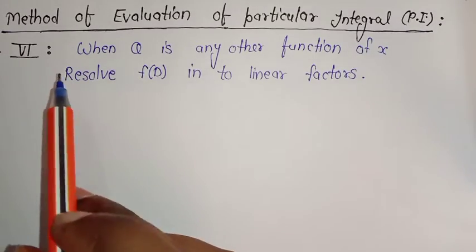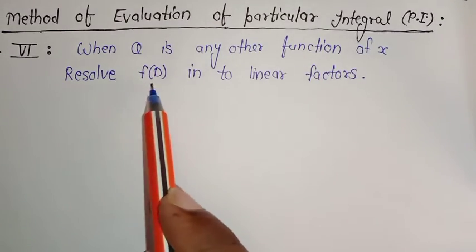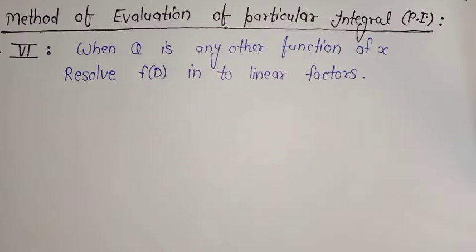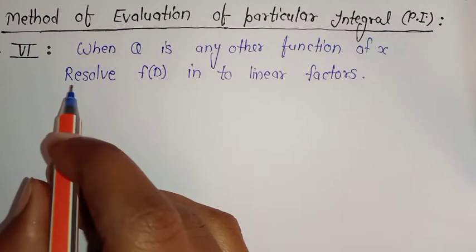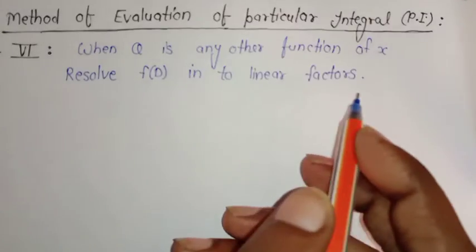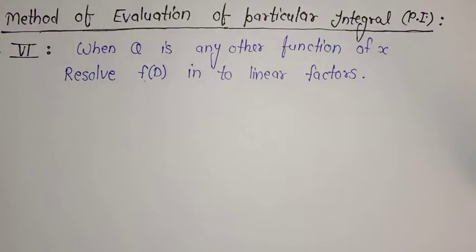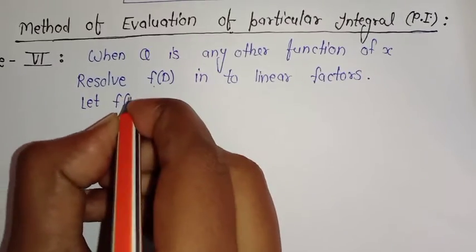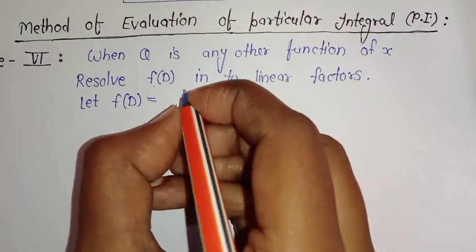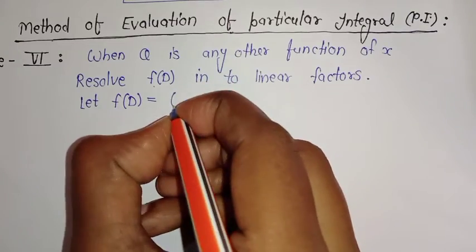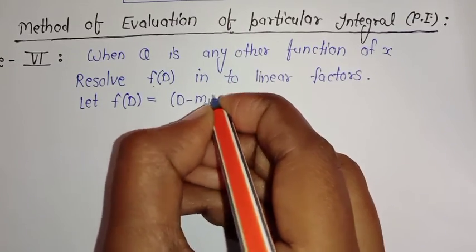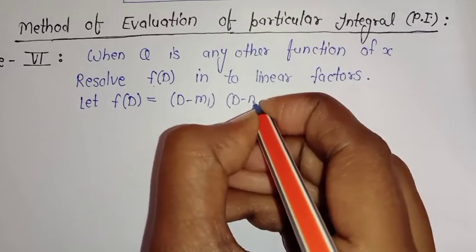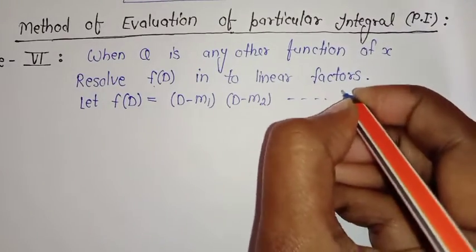Then in order to find the PI, firstly we resolve f of D into linear factors. Suppose f of D is given as D square minus 1, then we resolve it into D minus 1 into D plus 1. Let f of D be resolved into n linear factors, that is, D minus m1, D minus m2 and so on, D minus mn.